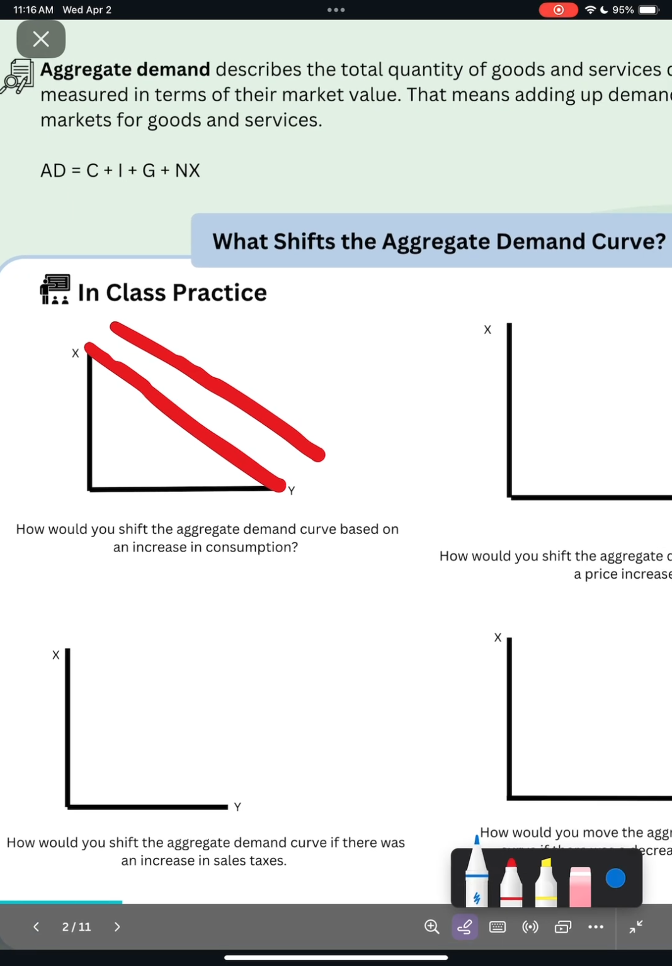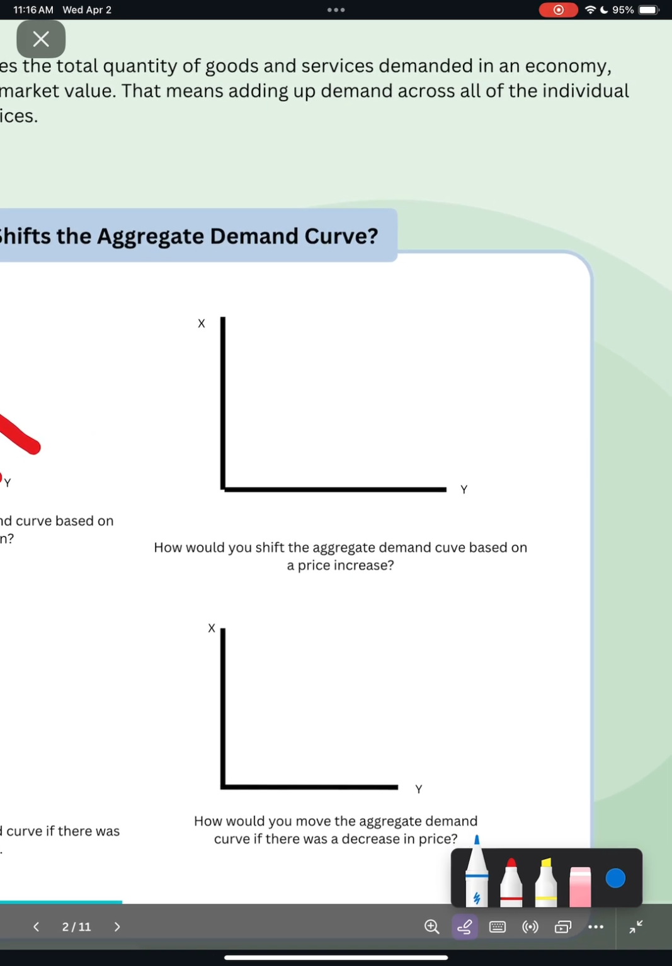Next up on our next problem, it says, how would you shift the aggregate demand curve based on a price increase? So I'm going to go ahead and draw our original demand curve once again. And I'm going to put a little dot right here, basically saying where our equilibrium is. Now, since we have a price increase, that is going to be a movement upward on the demand curve. And I'm going to go ahead and point that just for some reference with our price 2, which is where our new equilibrium point is, and price 1, where our original point was.